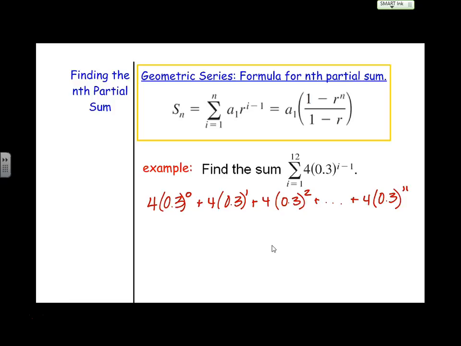If we were to simplify this, we would technically have 4, because anything to the 0 power is 1. Plus, the next one we would have 4 times 0.3, or 3/10, plus 4 times 0.3 squared, or 9/100, plus ... And then, I don't even want to think about that one, I'll just say 3 times to the 11. That's why this one is a calculator problem. You wouldn't be expected to raise that power.